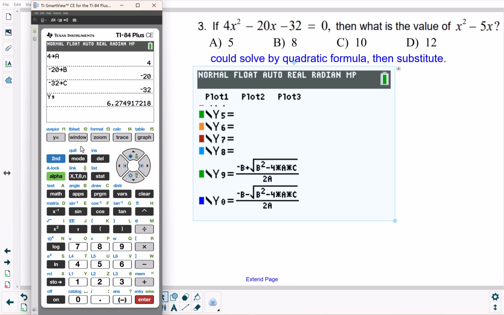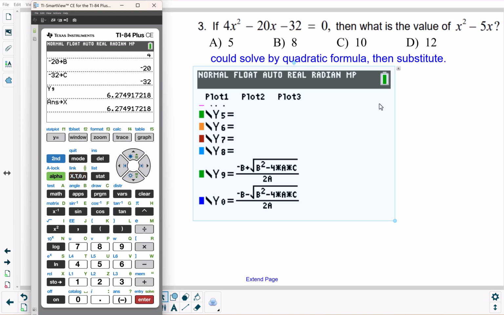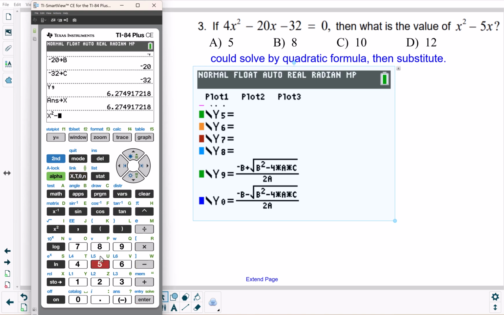But what I need to do is store that answer into the variable x, and then evaluate this binomial right here, x squared minus 5x. And it's going to take that value of x and do the calculations and give me 8.